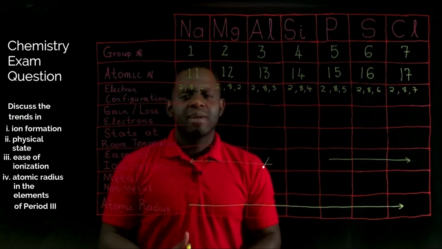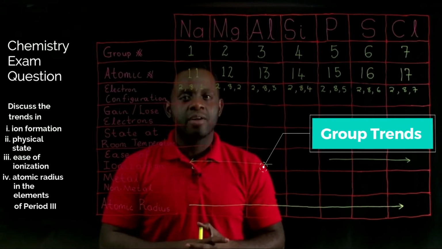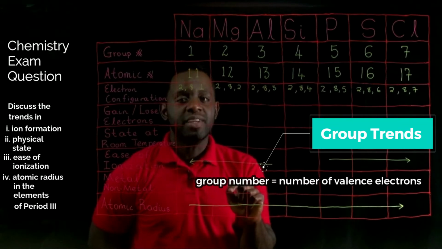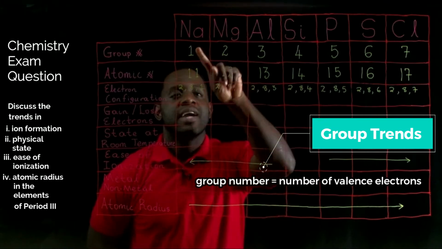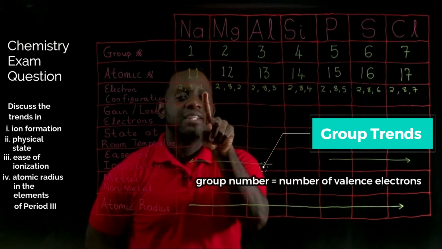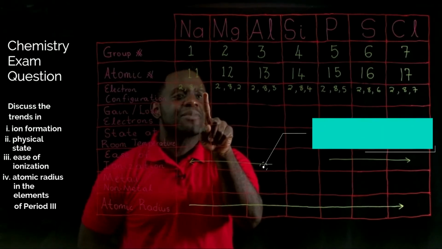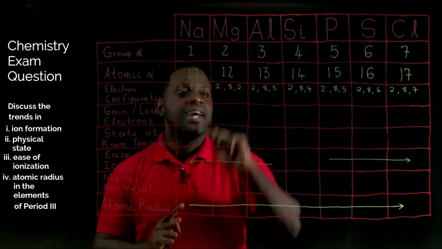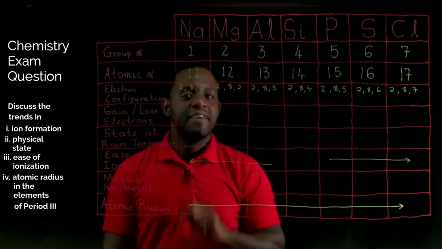Here's another trend that I'm sure you will have picked up on already, that there is a correspondence between the group number and the number of valence electrons. They are the same, right? So magnesium is in group 2 because it has 2 valence electrons.